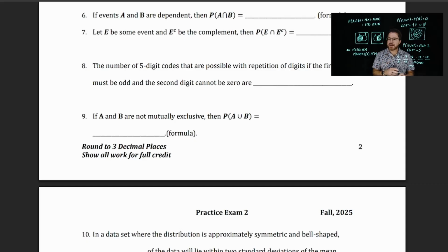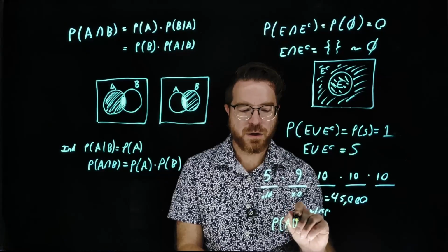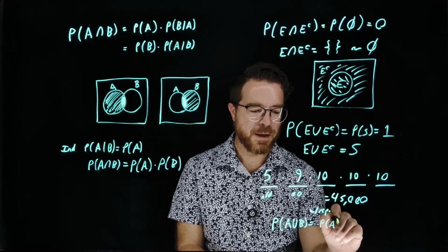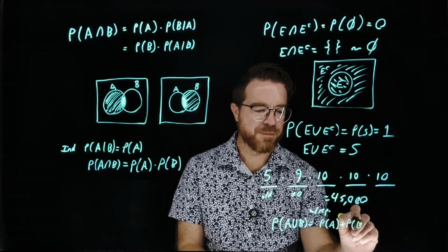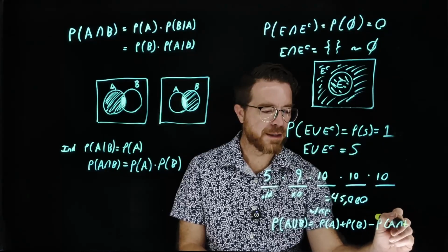Question 9 asks, if A and B are not mutually exclusive, then the probability of A or B is equal to what? So in this case, the probability of A or B is equal to the probability of A plus the probability of B minus the probability of A and B.